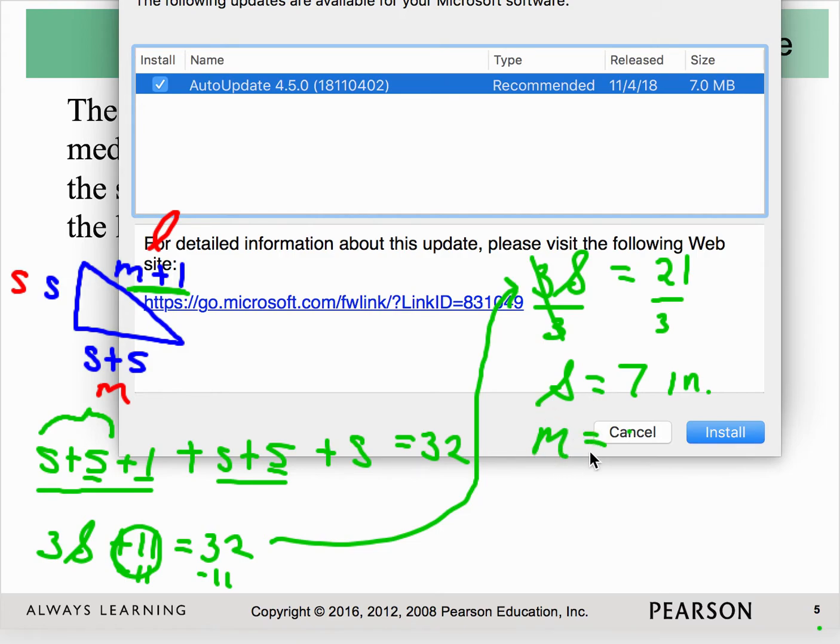Okay, let's get back to what we were saying. So the medium side is 5 inches longer than the shorter side. So 7 plus 5, it's 12 inches. And then the longer side is 1 inch longer than the medium, so 13 inches.